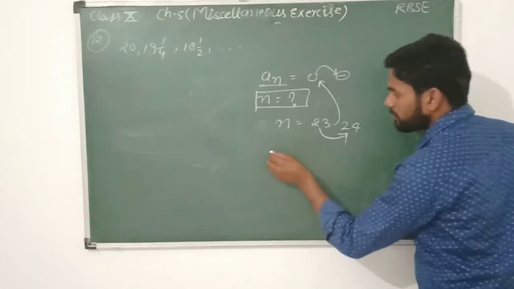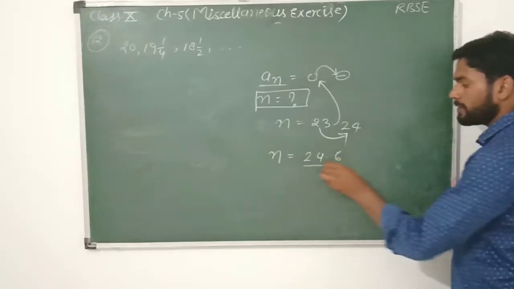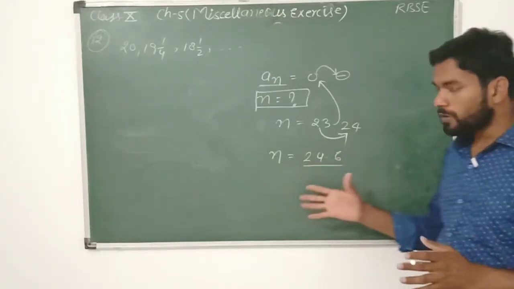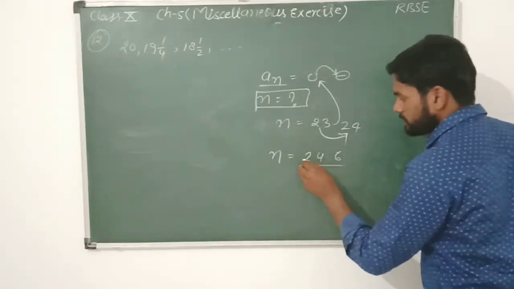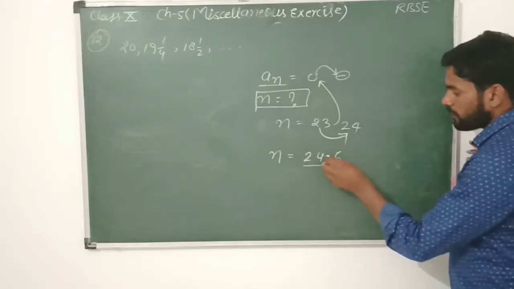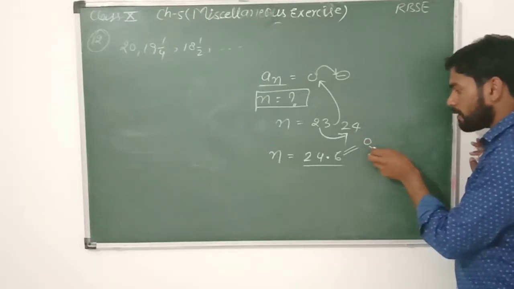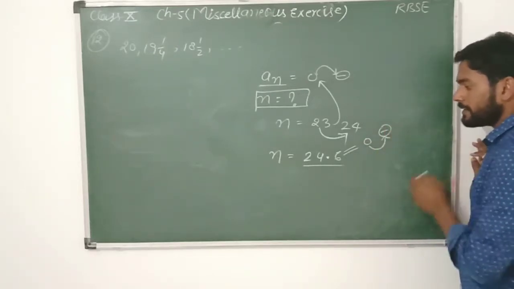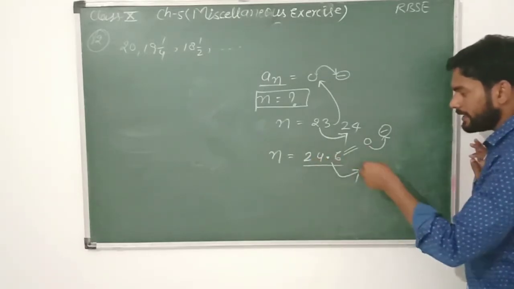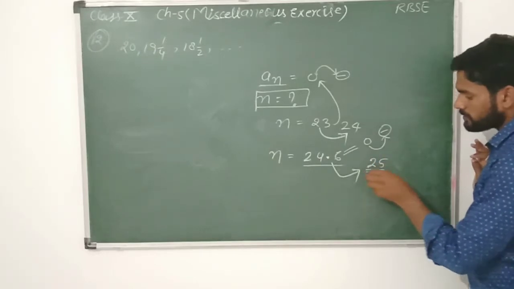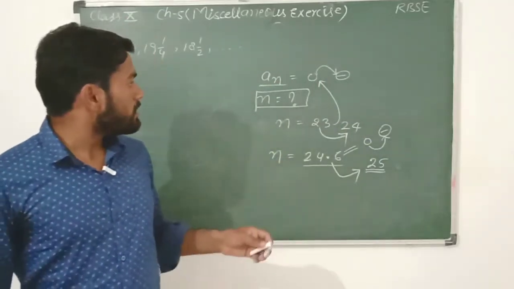Or also we can say that, let's suppose n is equals to 24.6. It's not possible for any number, but we are just assuming this value. Then this term will be 0, and the next term of it will be the first negative term. It means the next integer after 24.6 is 25. So the 25th term of this AP will be the first negative term.